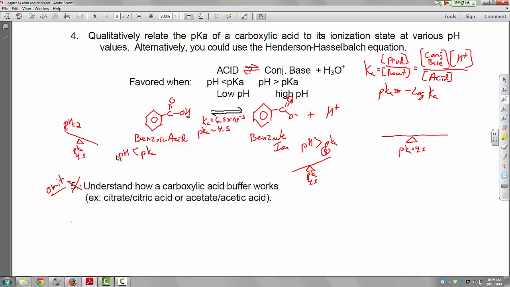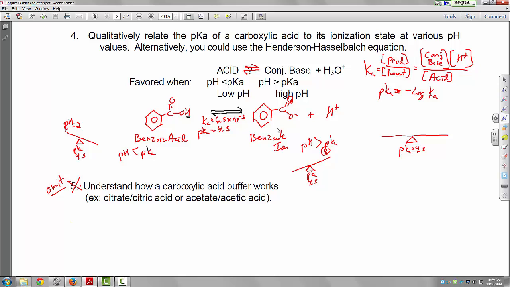So why is that? Well, at a pH higher than 4.5, essentially, if it's a higher pH, we have a lower hydrogen ion concentration. So if we remove hydrogen ions, we talked about Le Chatelier's principle back when we were talking about how buffers work, right? And the Henderson-Hasselbalch equation and all that. When we remove something on the right-hand side, it pulls this equilibrium over to the right.